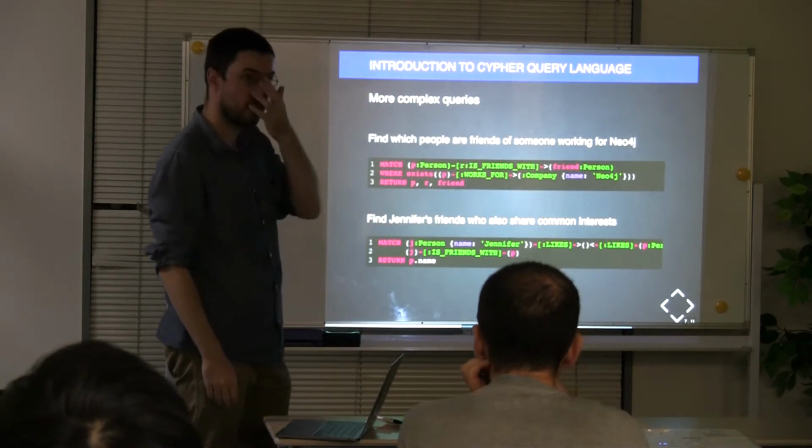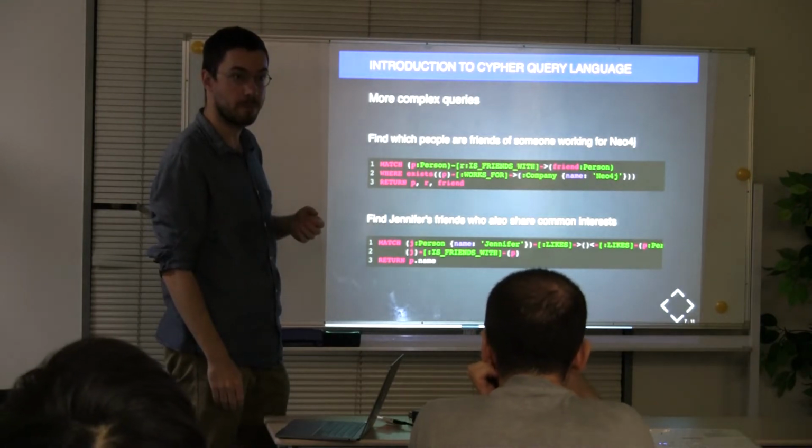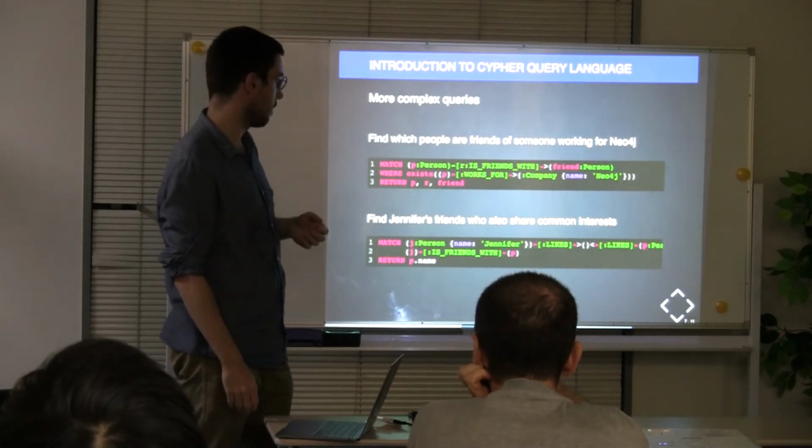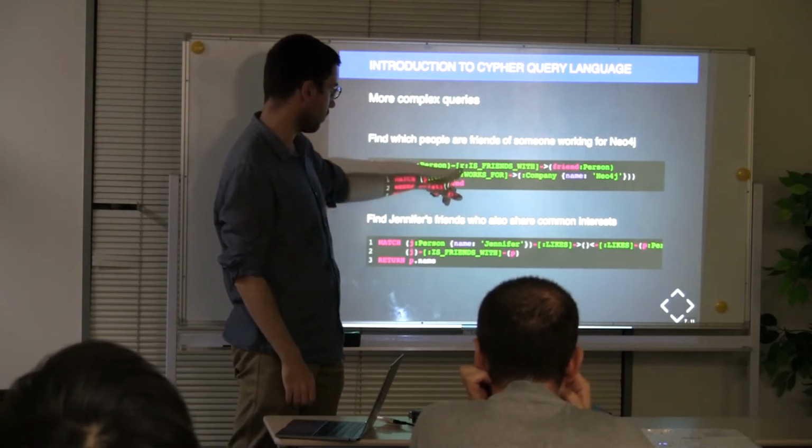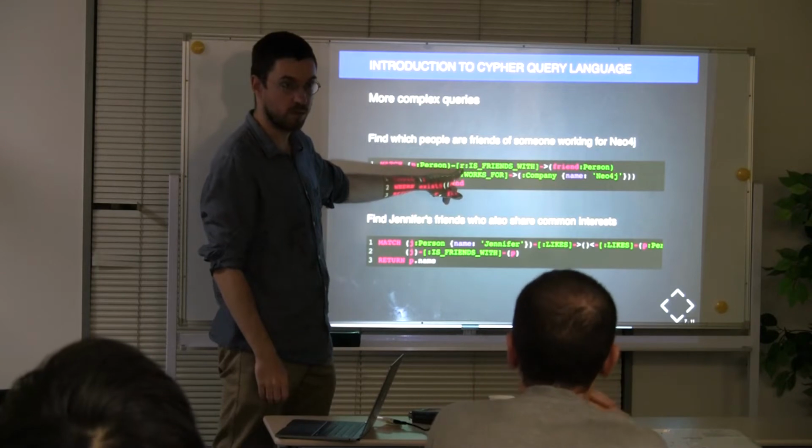What would be R? The names of P and friend are different, but R, what would be R? R is the name of the relationship. Yeah.